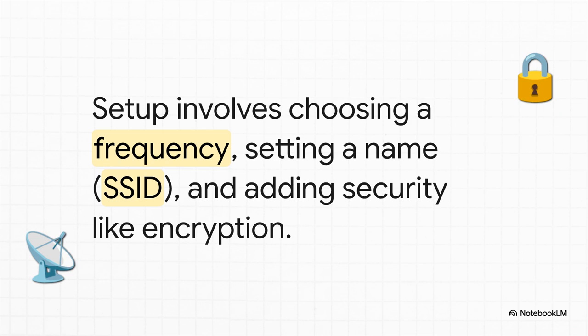And of course, we need wireless. I mean, come on. Setting up Wi-Fi is really all about carving out your own little private space in the public airwaves. You have to pick a frequency that's not too crowded, give your network a name, that's the SSID, and most importantly, you lock it down with encryption so that only the people you want can get on.